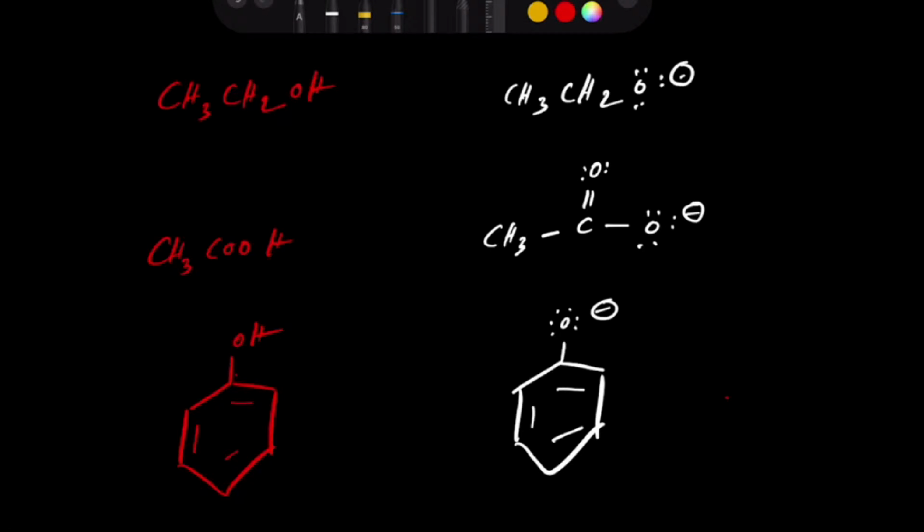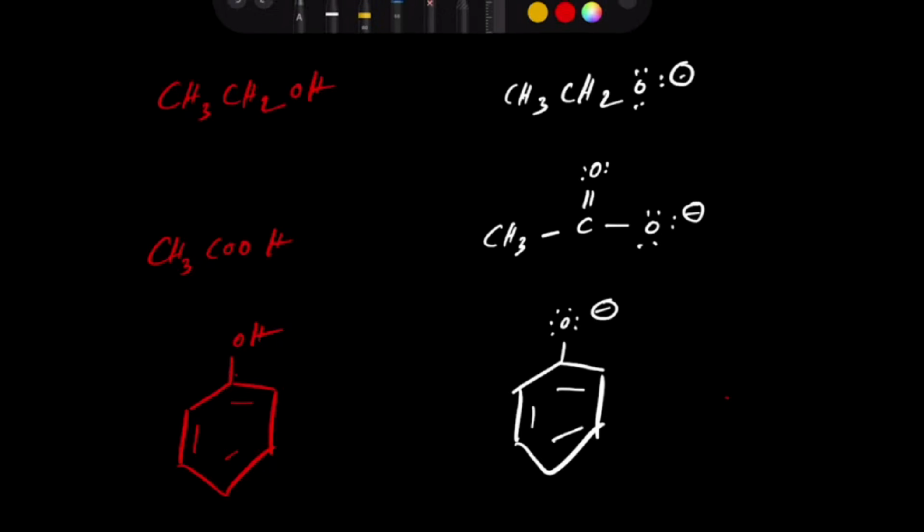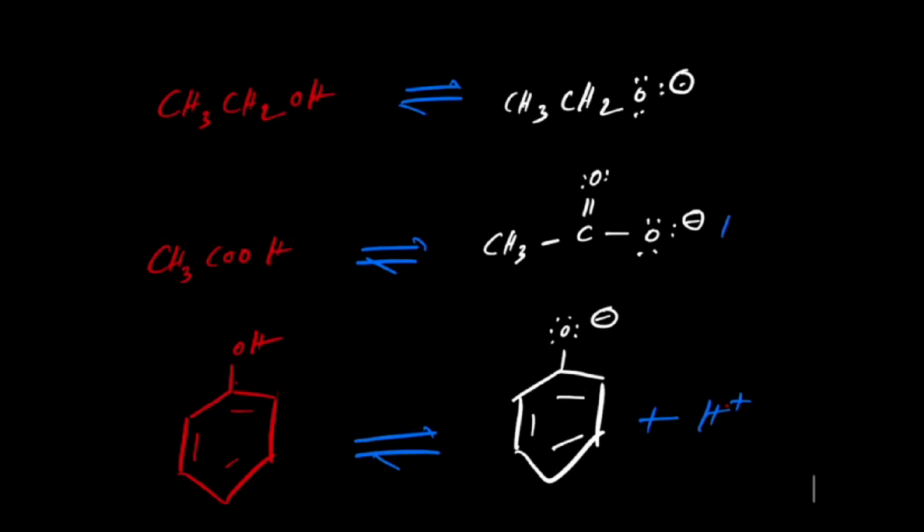So I'm writing the equation here. This is in equilibrium with this. This is in equilibrium with this. This is in equilibrium with this. And here you have H plus, here you have plus H plus, and here you have plus H plus.